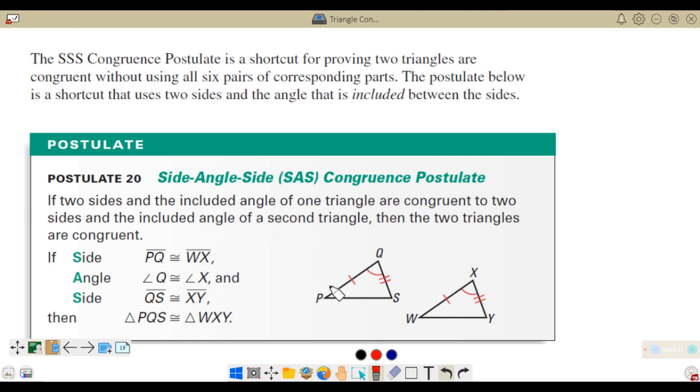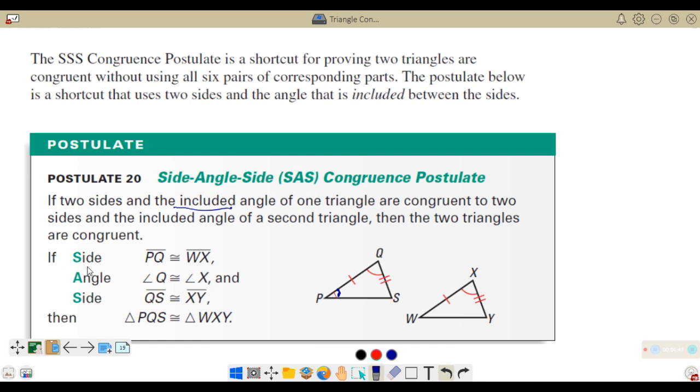So, question, ma'am, paano po kung ang given ay ito? Dito sa isa, angle P. Tapos, dito po sa kabila, ang given ay si angle X pa rin. Will it be a good example of the side-angle-side congruence postulate? So, no. Kasi ang nakalagay dito sa definition natin, it should be an included angle. So, it should be an angle in between your corresponding sides. Okay?